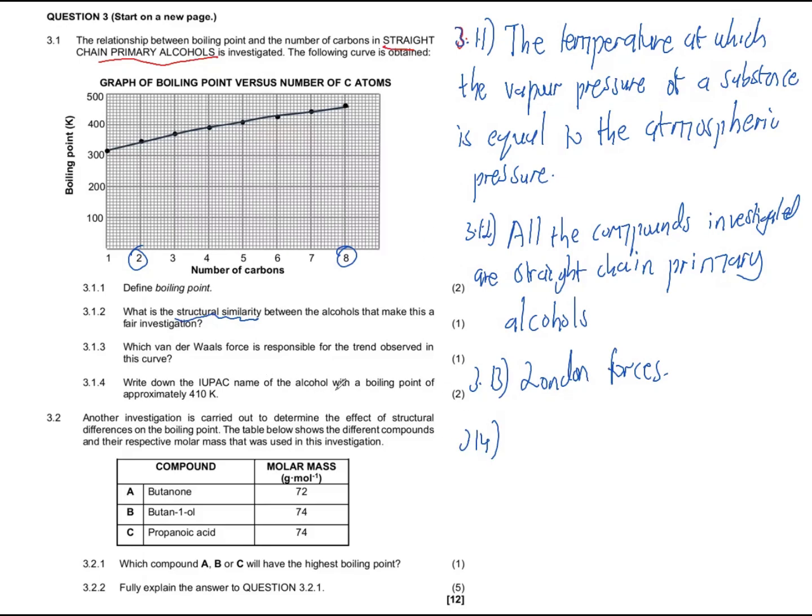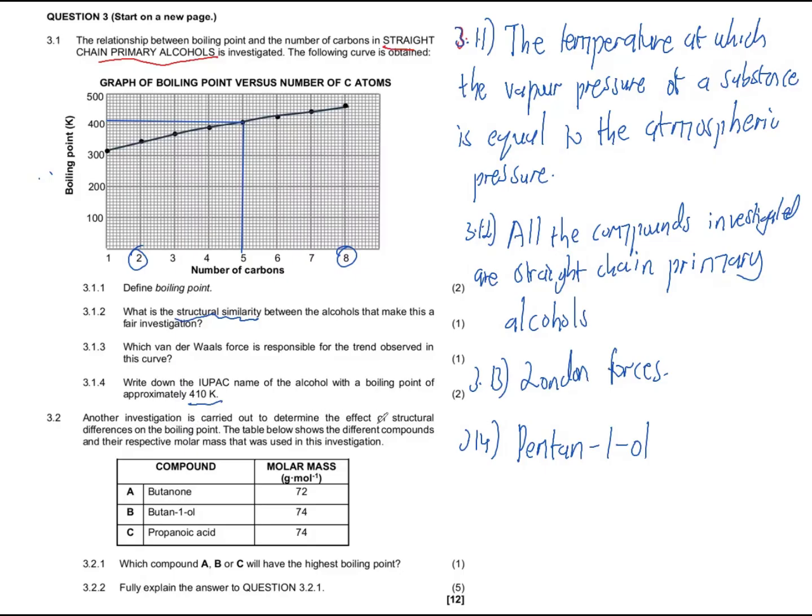Write down the IUPAC name of the alcohol with the boiling point of approximately 410 kelvins. When we look at this, 410 would be somewhere there. So if we stretch it out, it's going to hit that point there. And then when we stretch it down, it goes to 5. So 5 carbon atoms, what's their alcohol? 5 is what? Pent. So pentan-1-ol. Remember, primary alcohol, hence the 1 there. Pentan-1-ol.